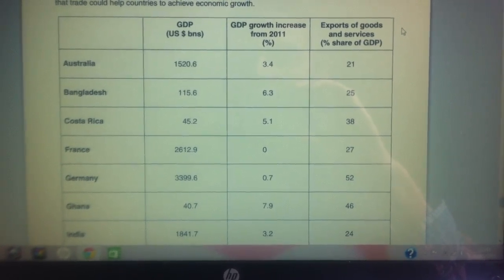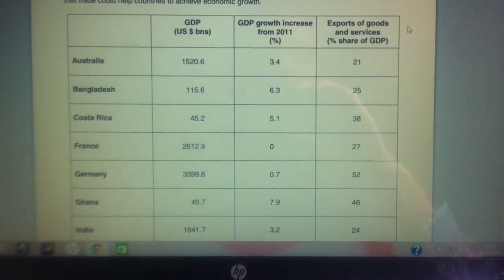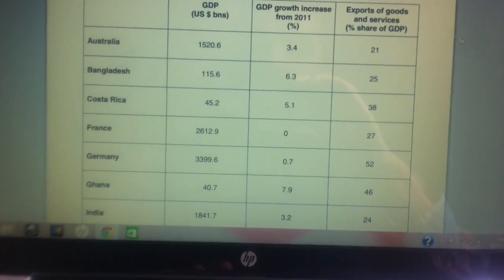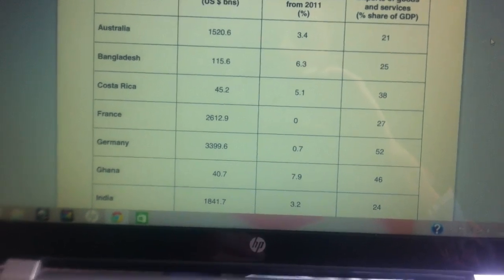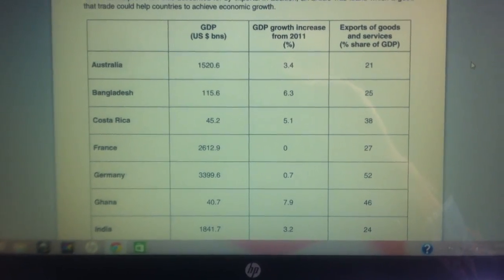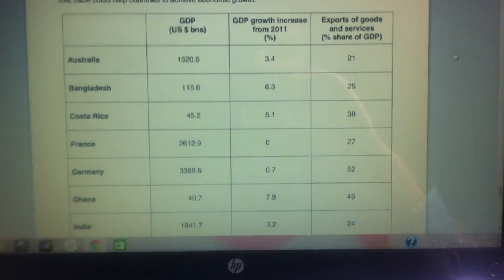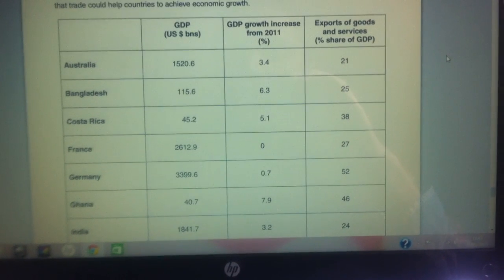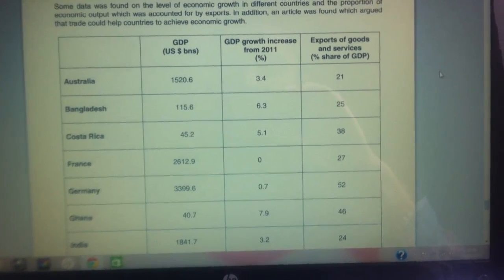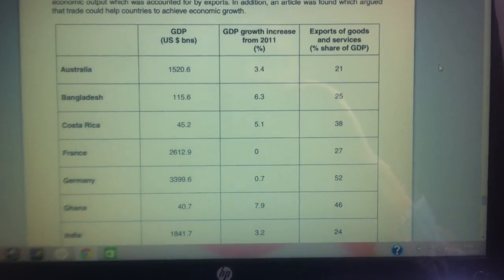Now, this is an interesting data set in that it gives the GDP growth for 2011 and then tells you what percentage of that growth was accounted for by exports. So really, how reliant are these economies on trade for growth? So if you look down the middle column, the GDP growth one, first of all, in order, largest to smallest, we've got Ghana first with 7.9% growth. Then we have Bangladesh 6.3%. Then we have Costa Rica 5.1%, Australia, India, etc.